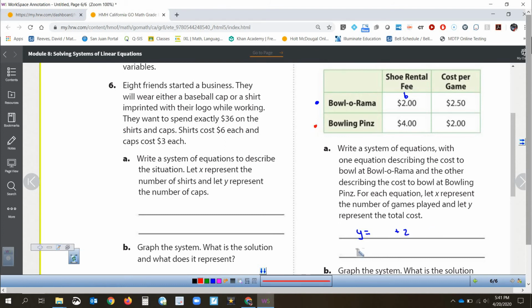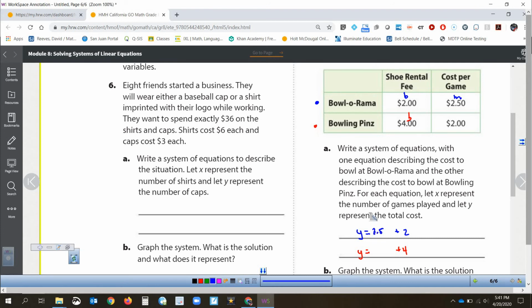And I'm going to go ahead and put the red equation down here. What does the red equation start with? It starts with $4. So you walk in to go bowling. At Bolorama, you pay that $2. At Bowling Pins, you pay that $4. Now that you've got your shoes, now you go over to bowl. And when you're at Bolorama, it's going to cost you $2.50 per game. So I'm going to put 2.5 for $2.50.